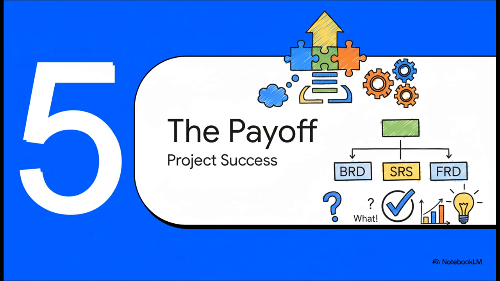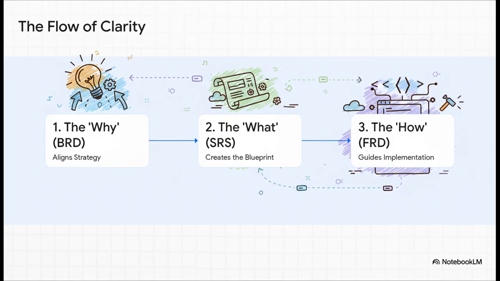So why? Why go through all this discipline? Why all these documents and all these rules? Because this, right here, this is how you build successful software. This is how you take a fuzzy idea and turn it into a valuable, tangible product. The flow is actually pretty simple when you look at it. The BRD aligns the strategy, the why. The SRS creates the blueprint, the what. And the FRD guides the actual implementation, the how. It's a cascade of clarity, moving from the biggest picture down to the smallest detail.